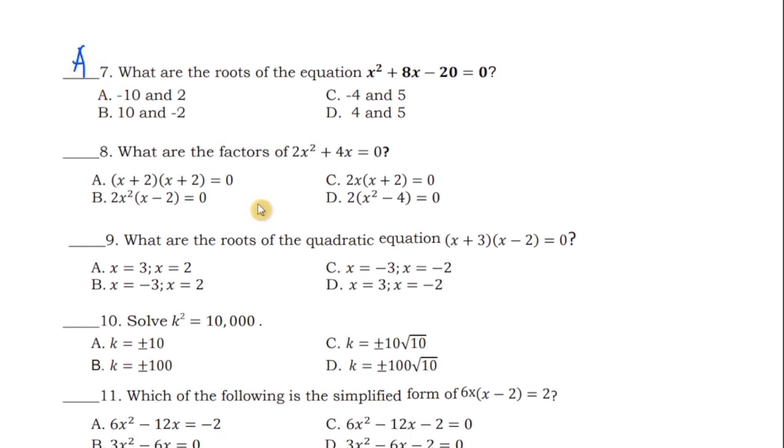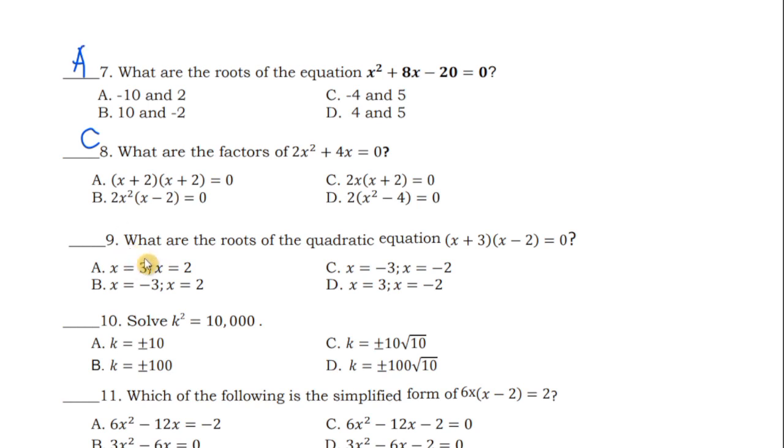What are the factors of 2x squared plus 4x is equal to 0? A, quantity x plus 2 times the quantity of x plus 2 equals 0. B is we have 2x squared times the quantity of x minus 2 equals 0. C, we have 2x times the quantity of x plus 2 equals 0. D is 2 times the quantity of x squared minus 4 equals 0. So the answer of this is C.